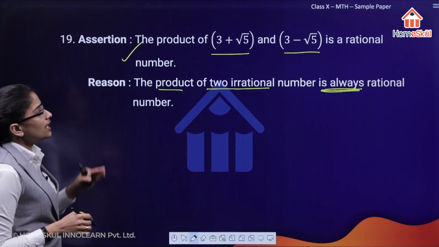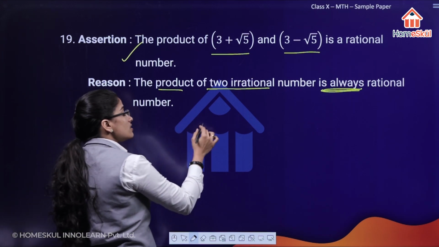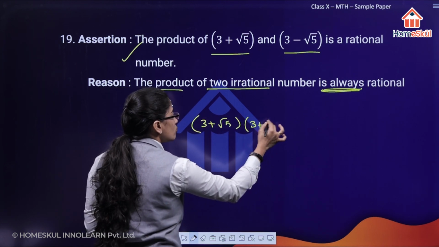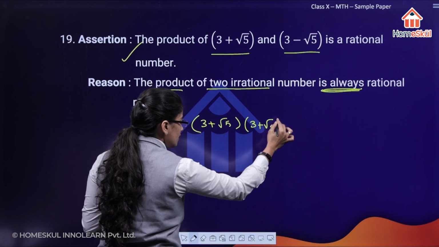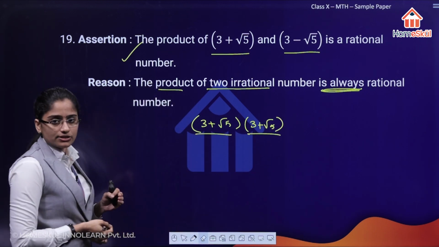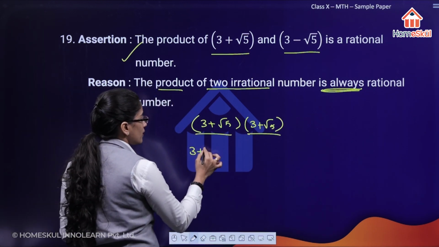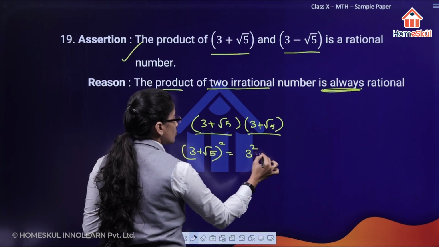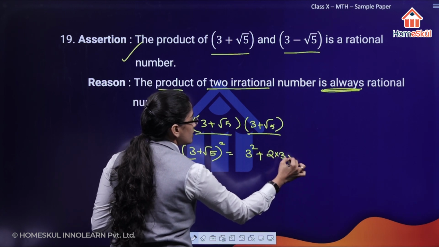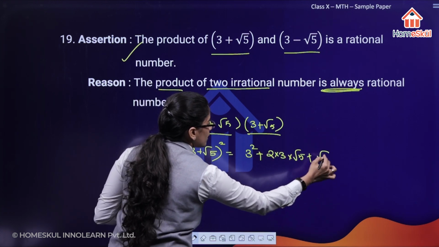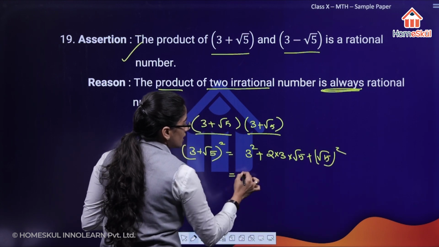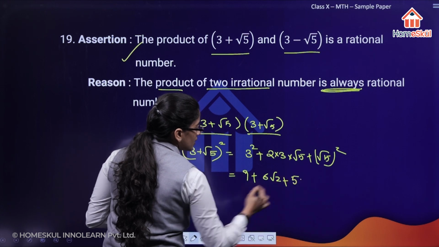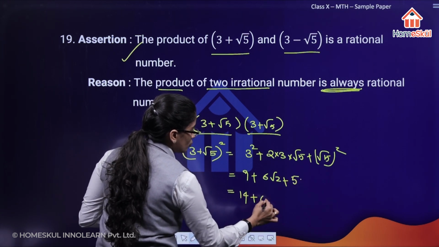Is it true? Here, let's take two irrational numbers, 3 plus root 5 the whole square, or 3 plus root 5 into 3 plus root 5, okay? So this is an irrational number and this is another irrational number, isn't it? That is 3 plus root 5 the whole square. On multiplying, we will be getting 3 square plus 2 into 3 into root 5 plus root 5 the whole square, isn't it? That means 9 plus 6 root 5 plus 5, isn't it? 5 plus 9 is 14 plus 6 root 5.